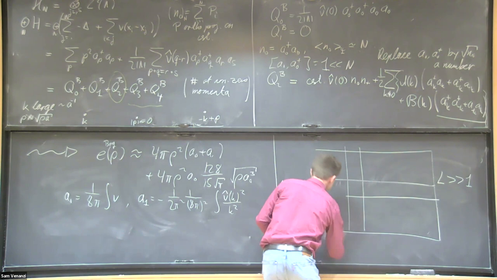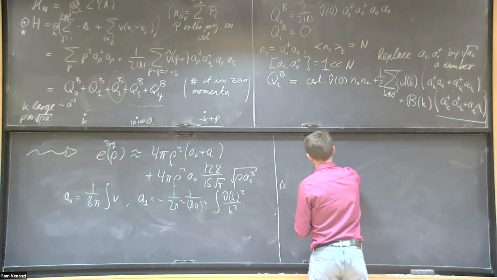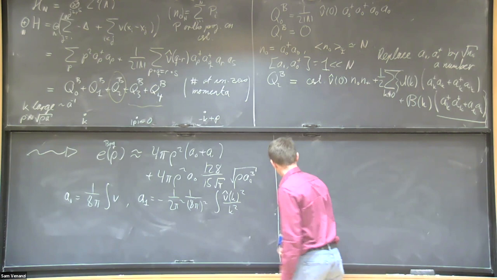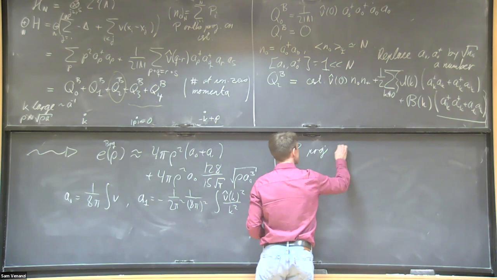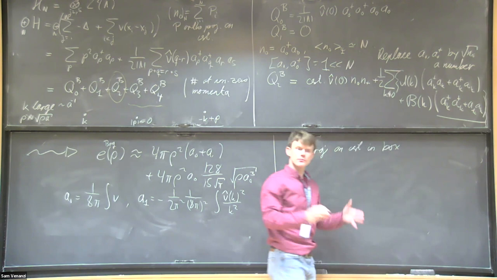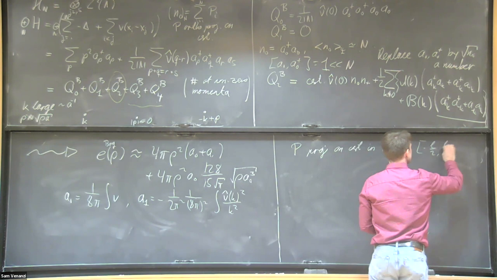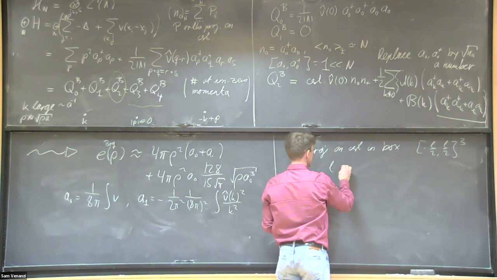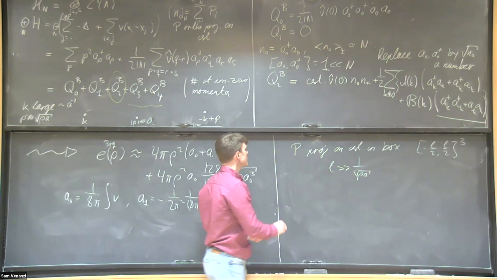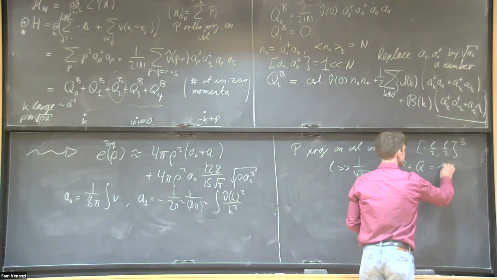So the idea really is that I introduced that P is the projection on constants in my box. So I work on a box of side length L, where this little L is much larger than this here. Now the Q is the opposite. So P plus Q is the identity on the box. So it's a projection on the non-zero momenta, if you want.